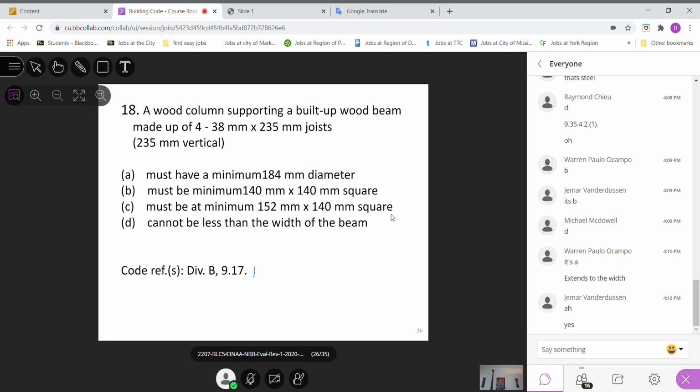This is one of the previous questions. This should have given you a hint. Or wood columns, that sentence. Right.